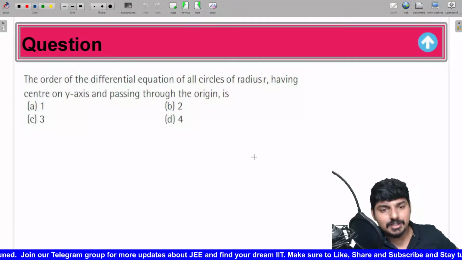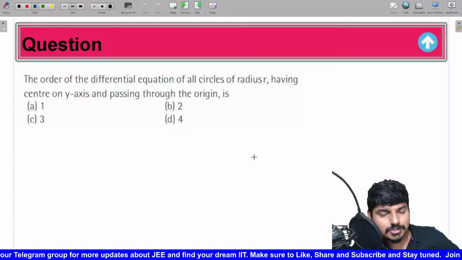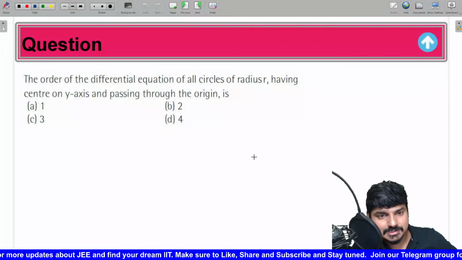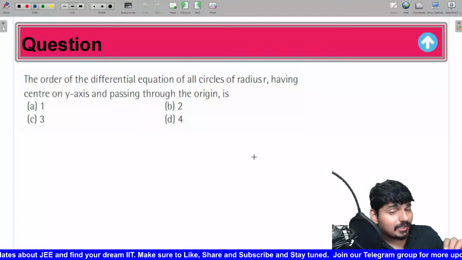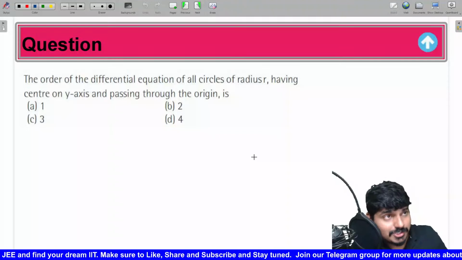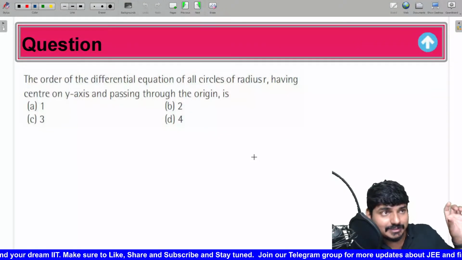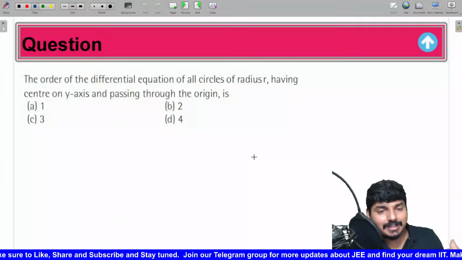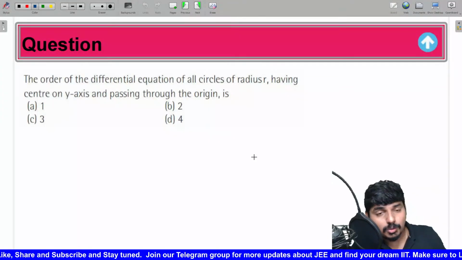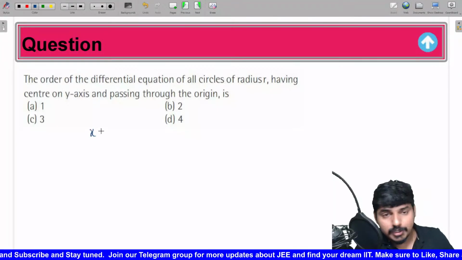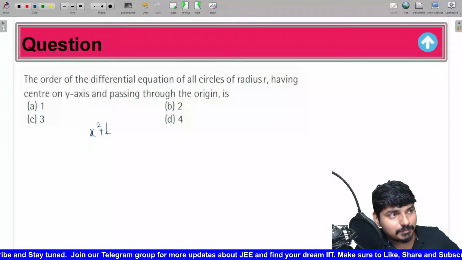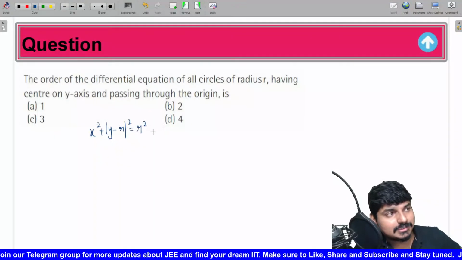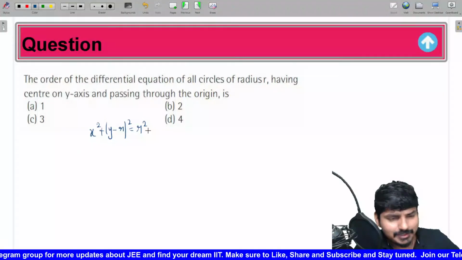Okay, you see this question everyone. The order of the differential equation of all circles of radius r having the center on y-axis and passing through the origin. Well, if you want to write down the equation of all the circles having the center which is going to be on the y-axis and the radius is r and passing through the origin, well, that equation is going to be given by x square plus y minus r whole square equal to r square, everyone. This is going to be the equation, right?